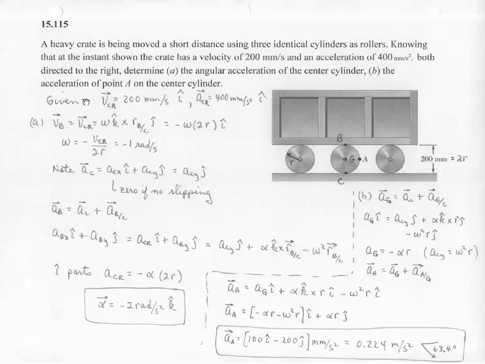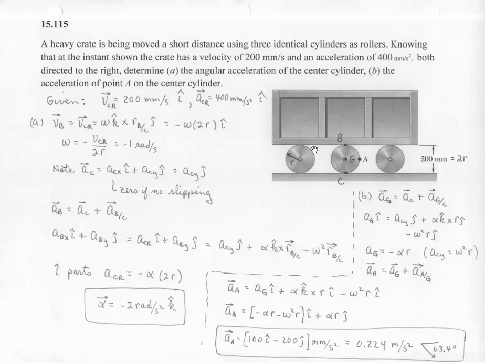Problem 15.115 involves a heavy crate that's being moved a short distance using three identical cylinders as rollers. Knowing that at the instance shown, the crate has a velocity of 200 millimeters per second and an acceleration of 400 millimeters per second squared, both directed to the right, determine in part A the angular acceleration of the center cylinder, and in part B the acceleration of point A on the center cylinder.